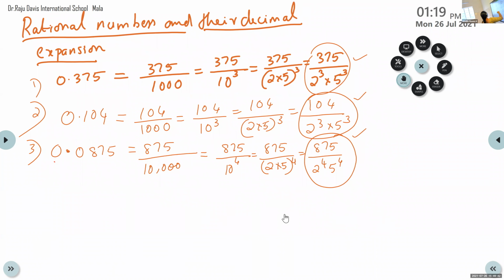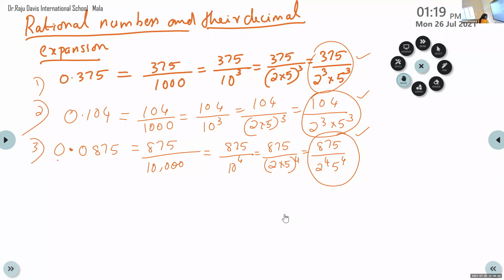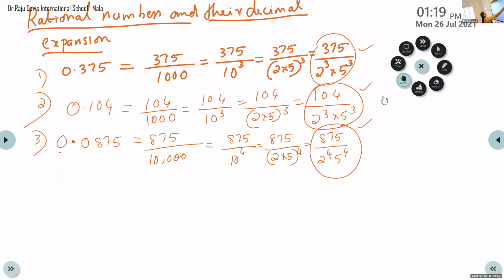First of all, you write these 3 examples under rational numbers and their decimal expansion.